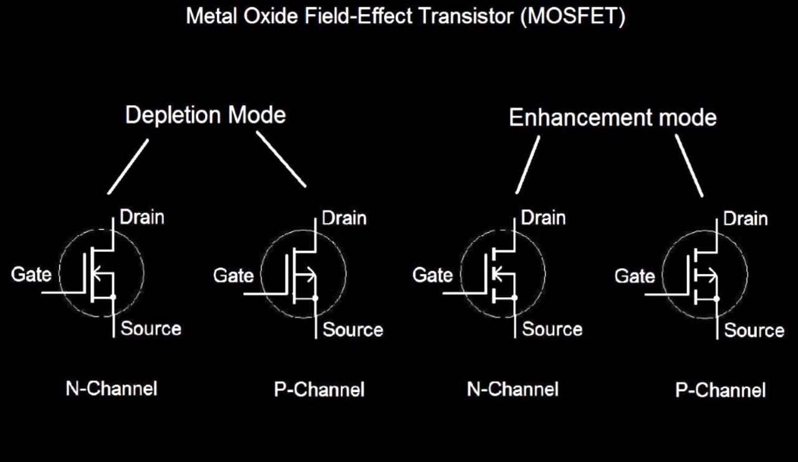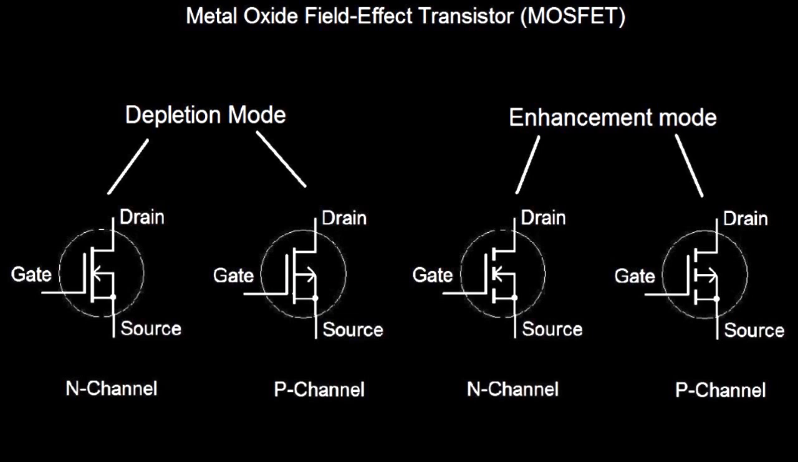The depletion mode means that the transistor is conducting current between the drain and the source by default. In other words, you have to apply voltage to the gate to turn them off. Enhancement mode is the opposite. By default, no current flows between the drain and the source. You must apply a voltage to the gate to turn them on. They are available in two different types, the N channel and the P channel. We'll be working with an enhancement mode N channel MOSFET known as the IRF510.